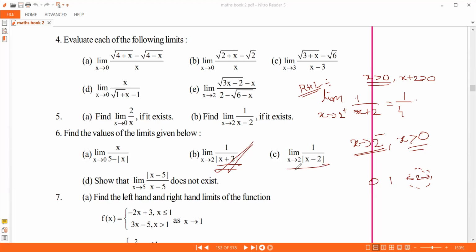So this is the issue: x tends to mod of x minus 2. Okay, this is the one. I didn't get you, Aditi. In the last sum we did, 0 minus and then we did x is less than 0. 2 minus means, yeah, I'll tell you: what is 2 plus and 2 minus?